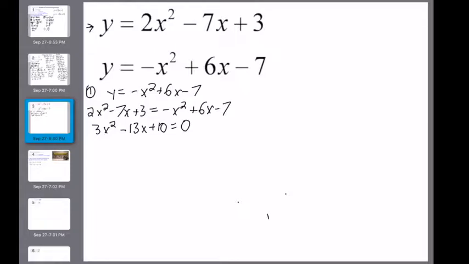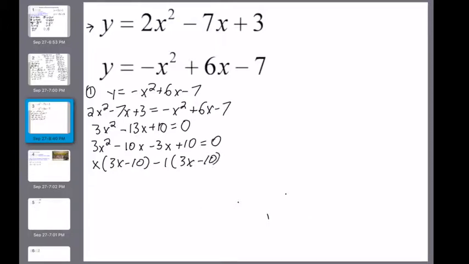Let's go ahead and factor this by grouping. So we're going to want to split up that 13x in the middle into something we can work with. So let's take 3x squared minus 10x minus 3x plus 10. Now we see that we can take out an x from our first two terms to leave us with 3x minus 10, and we can take out 1 from our second set of terms to leave us with 3x minus 10. Again, taking that negative 1 out there.